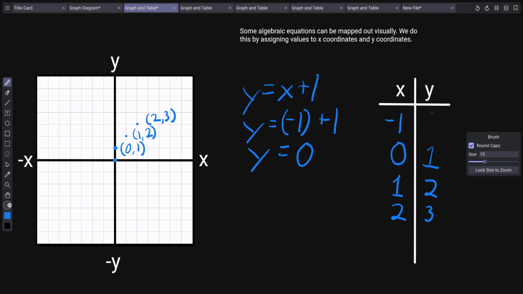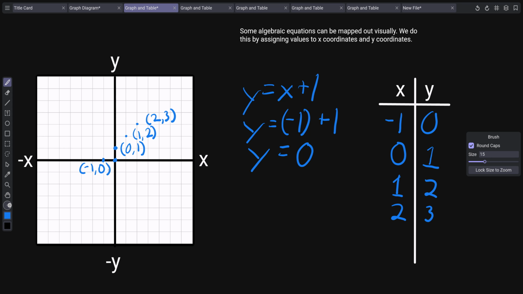And then 0 for the y, because we substituted negative 1 and then we got a 0 as our output for the y. Well, that would fall here. So we would take 1 step to the left, and then we wouldn't take any steps up or down because y is 0, and then that point falls here. And this is negative 1, 0.